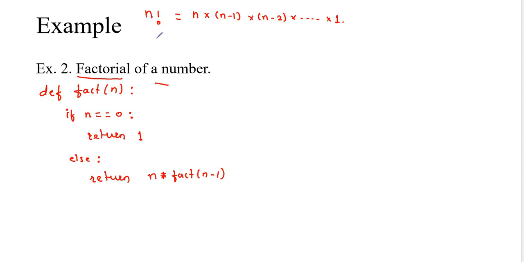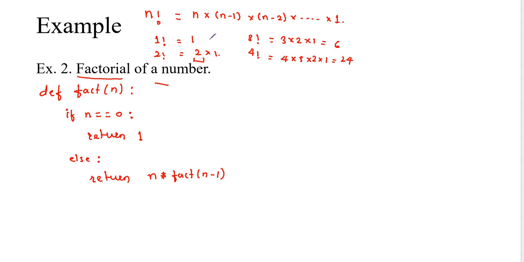So if we have to calculate 1 factorial, it is again just 1, because 1 into 1 only will be remaining. Then 2 factorial is 2 into 1. Then factorial of 3, if we calculate, is equal to 3 into 2 into 1, which is equal to 6. Factorial of 4 is equal to 4 into 3 into 2 into 1, which is equal to 24.